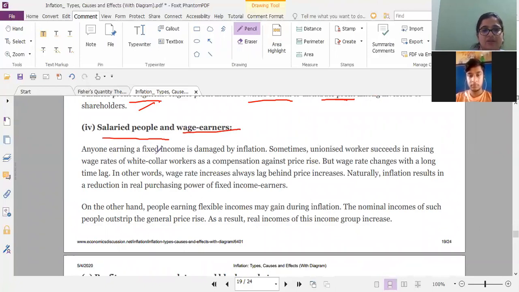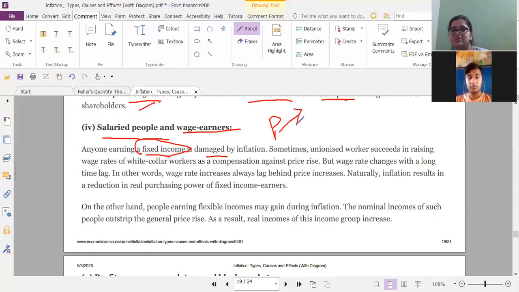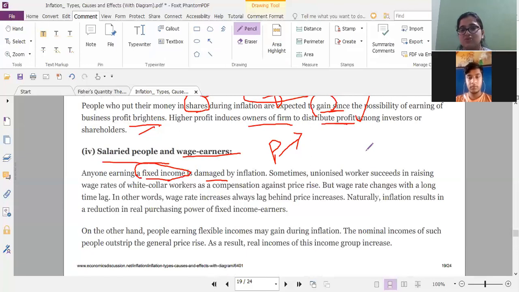Then the salary, we will see now how it affects salaried people and wage earners, right? Anyone earning a fixed income is damaged by inflation. So you must remember this. All those who are earning a fixed income or fixed interest rate are damaged. They are at loss, okay, by inflation. It's because their income or interest is fixed. But if prices are rising, then what happens to the real value of money? I've told you this. If prices rise, then the value of money will decrease. You should remember this, right?